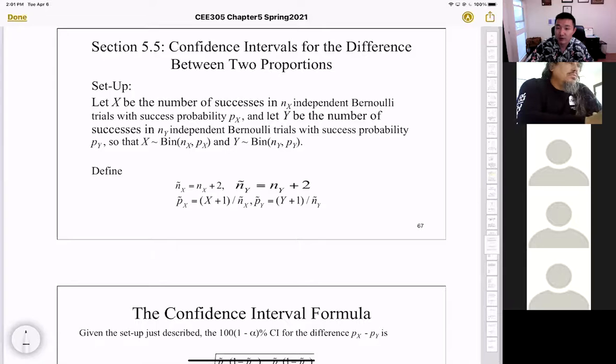So you will see the equation is almost the same. The procedure is the same. Just depending on what the question asks, you choose the right set of formulas. So look at the setup. X is the number of successes in nx independent Bernoulli trials with success probability px.